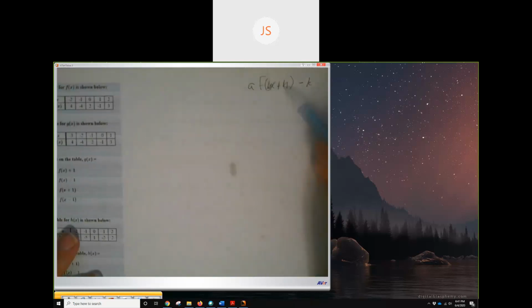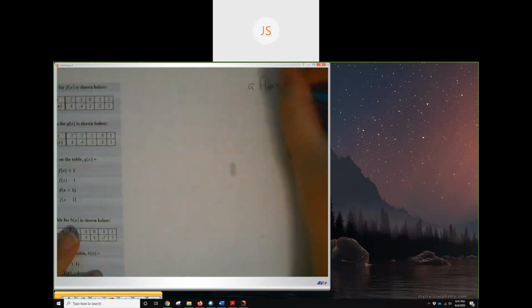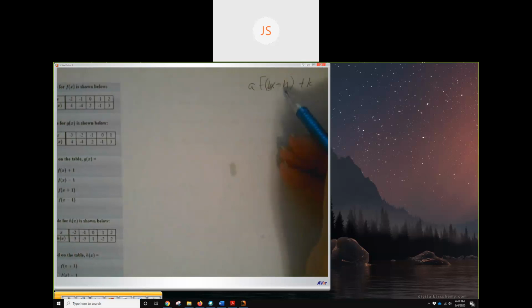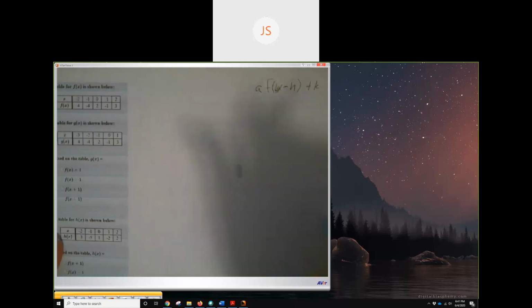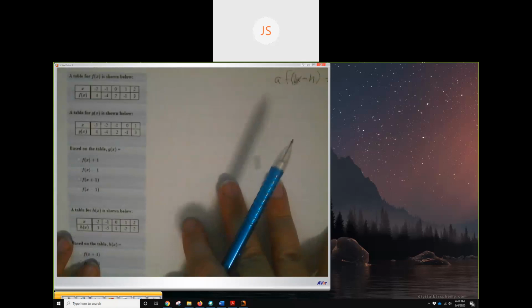H on the inside, I put my signs backwards. Oops. H on the inside is horizontal movement, where a minus moves right and a plus moves left. This B on the inside is a horizontal compression or stretch. This K on the outside is a vertical shift, up or down, plus is up and minus is down. And then the A on the outside is a vertical compression or stretch. Again, if you watched Andy's video, he explained all of that to you, but I just wanted to remind you.